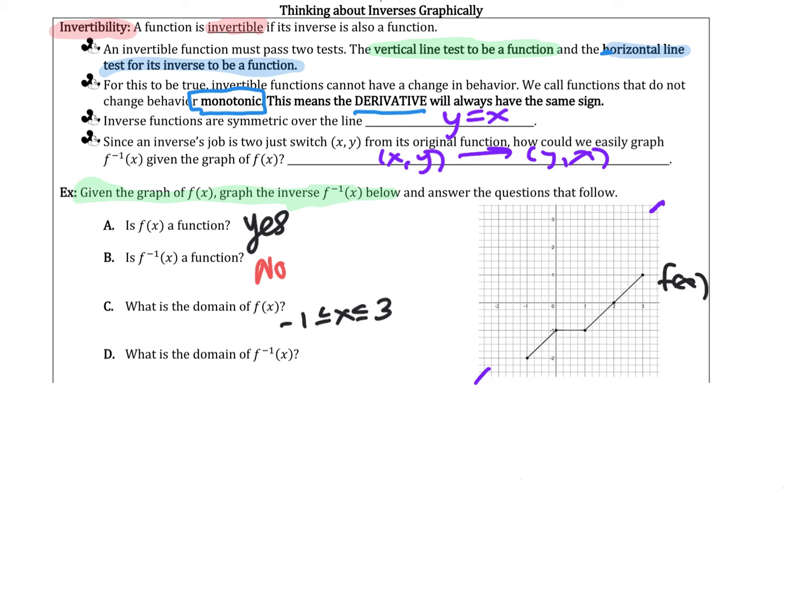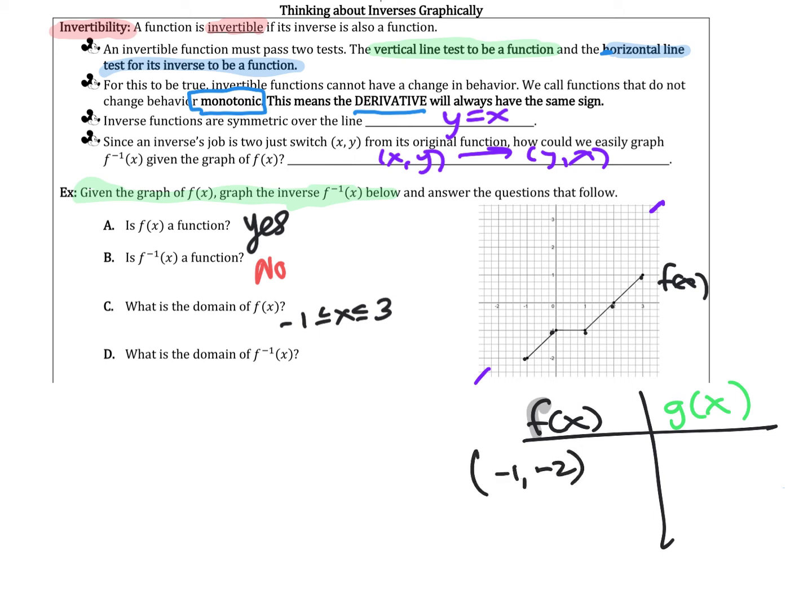The very first thing that I'm going to do is identify some points that are in f of x so that we can rewrite them as coordinates in g of x. So it looks like there are 1, 2, 3, 4, 5 key points here in f of x. The first one I see is (-1, -2). Then I see (0, -1). I'm just pulling these points off of the graph here. Then I see (1, -1). Then I see (2, 0). And lastly, I see (3, 1).